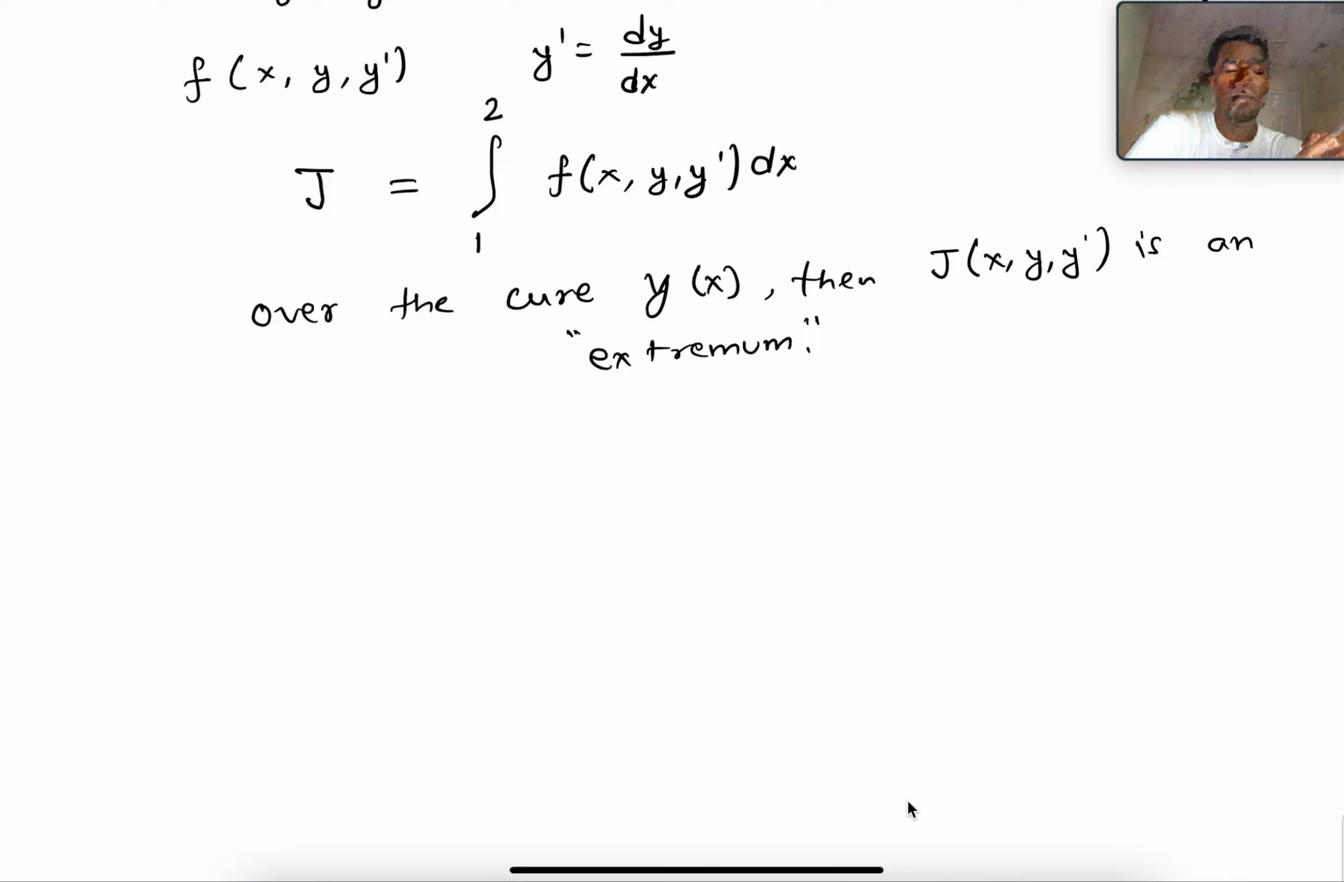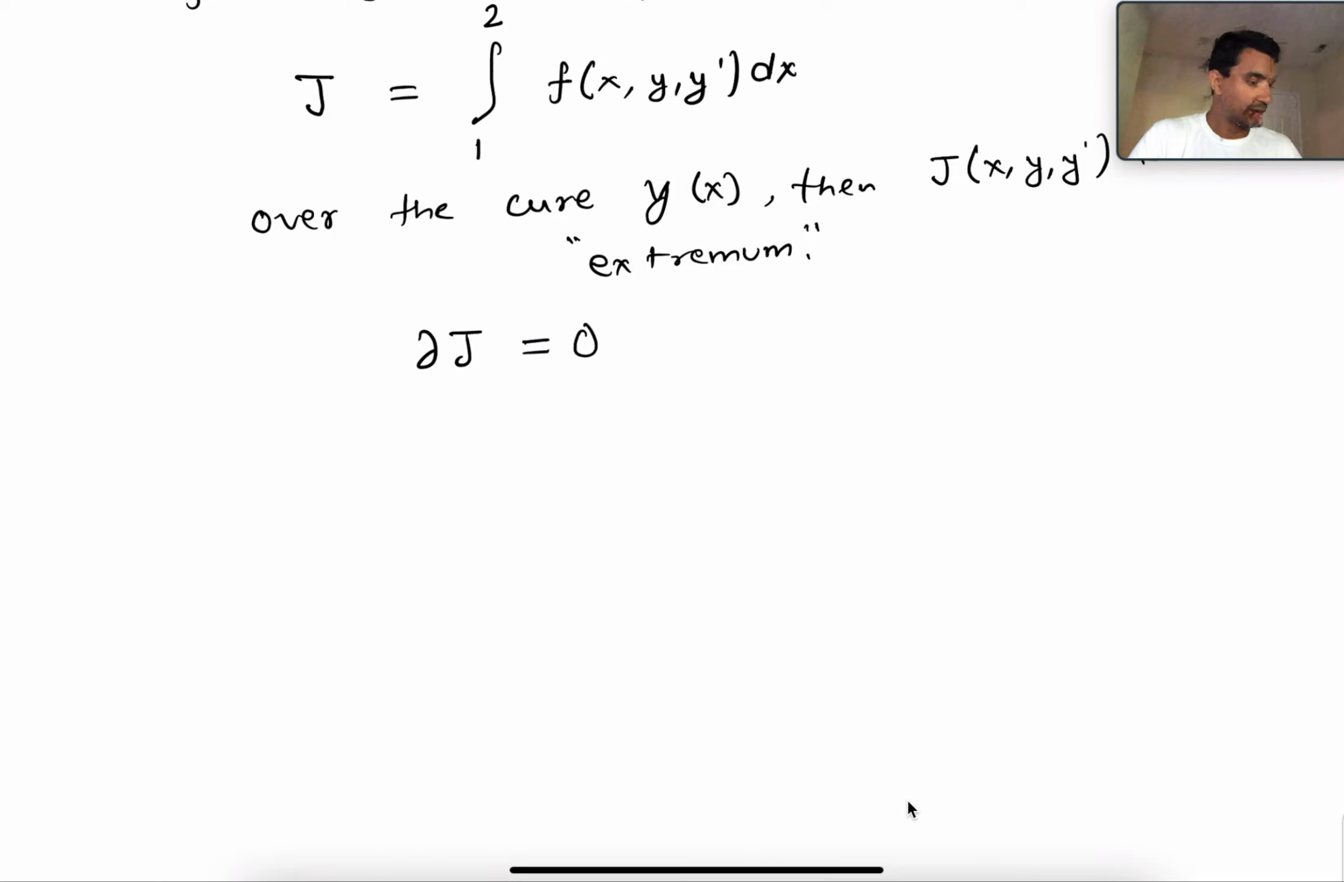And in terms of calculus, what that means is that if you take the derivative of j along some path which is infinitesimally close to y of x, then the first derivative of j must be equal to 0. That's the idea that we are going to use. So let's see how we do it.